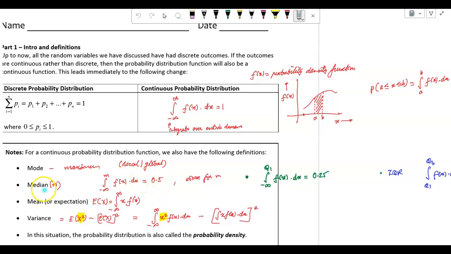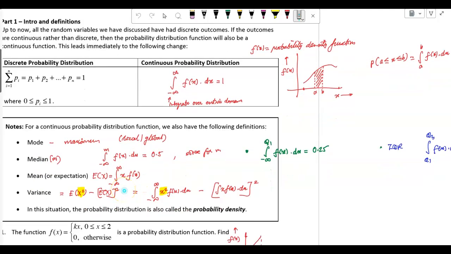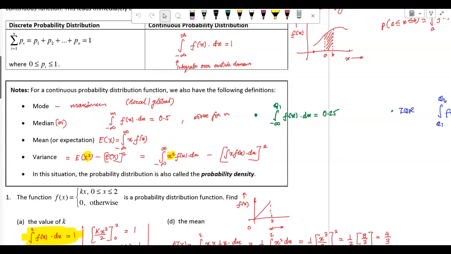Median: you sketch the graph of the function and look within your domain, since this is a domain-restricted type of function. Your median is a value below which 50% of the data lies. So you integrate from the lower limit to the median of the function, set it equal to 0.5 and solve for m. That m will be the median.